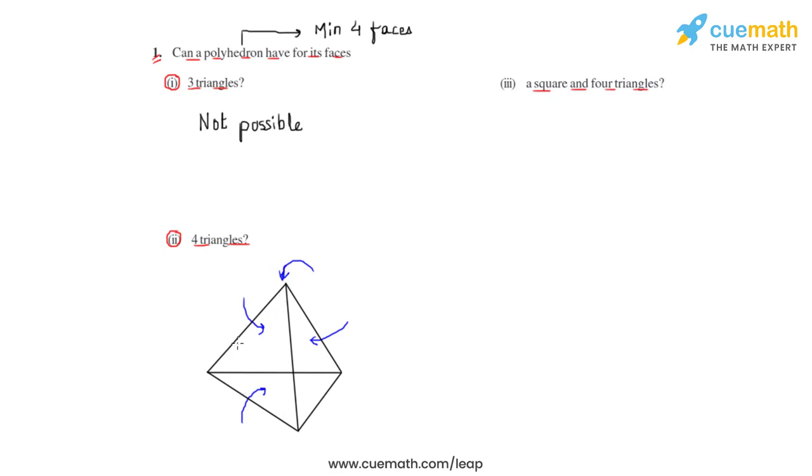So we can definitely form a polyhedron with 4 triangles, and this is known as a triangular pyramid, which is a polyhedron with 4 triangles.